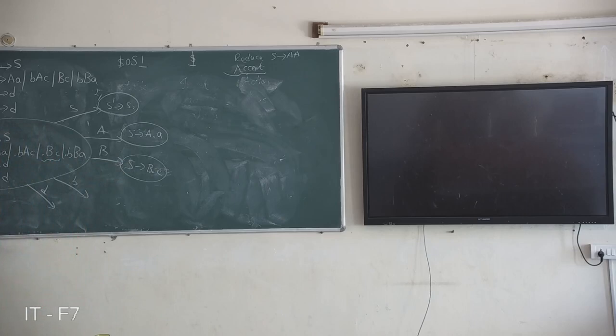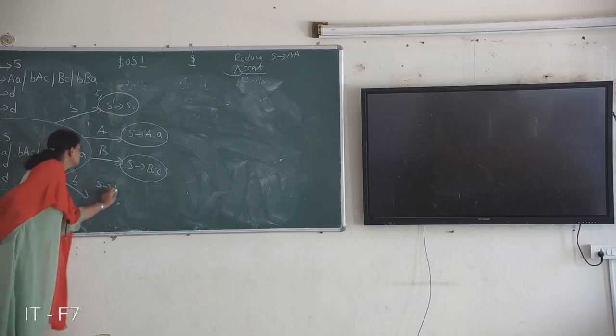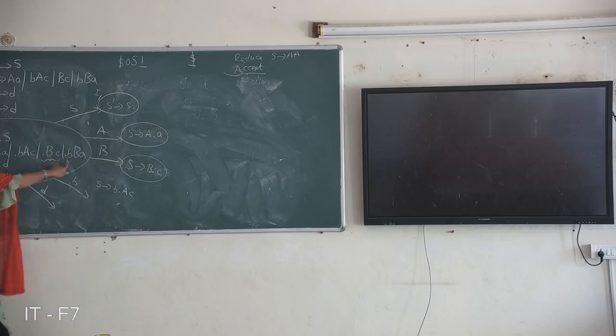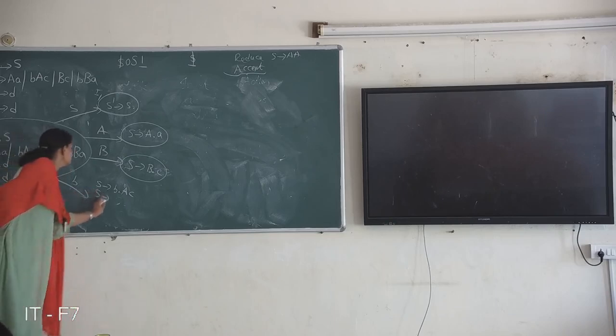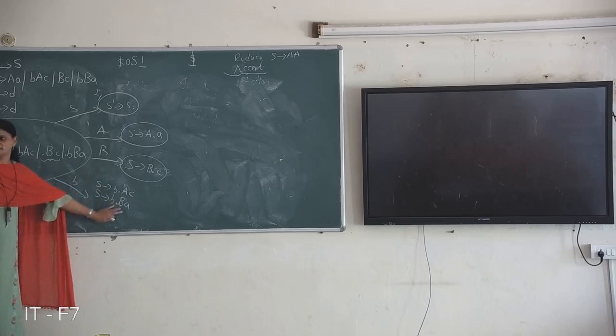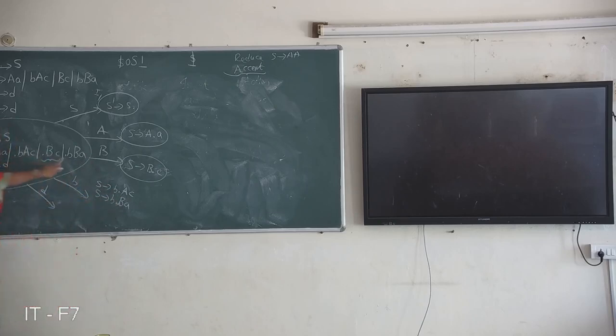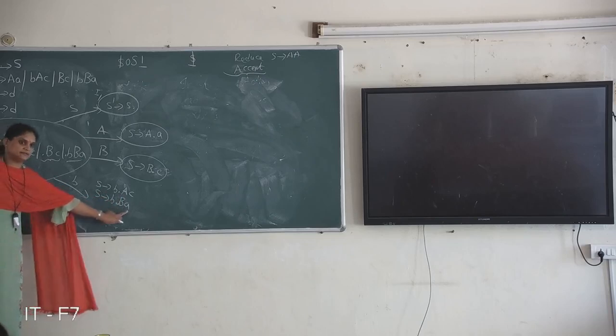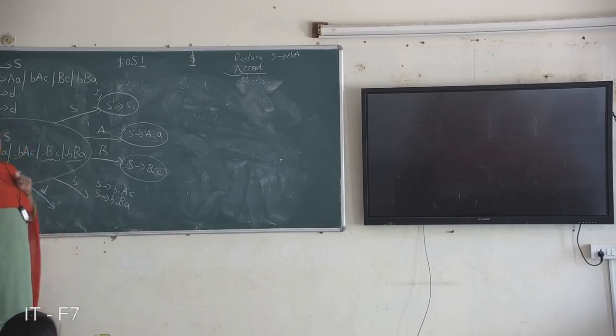Okay. Next on B, S derives B dot AC, and after the dot B is there, so you can also include S derives B dot B. Whichever symbols come after the dot, you can write all those productions here. So after the dot small b is there, and here also small b is there. So write these two productions in one state: S derives B dot AC, S derives B dot B.